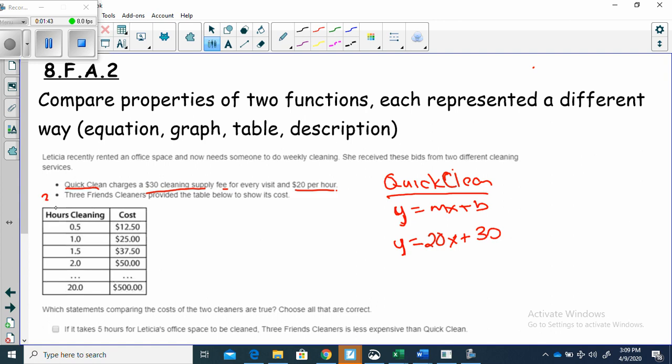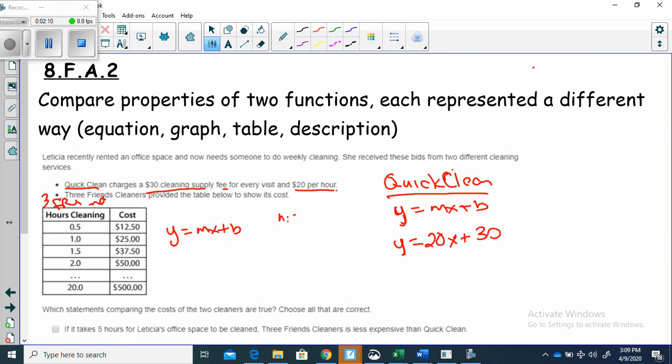Three Friends cleaners. Three Friends provide the table below to show its cost, and it's got several different costs. Let's see if we can write the equation on this one so we can compare them easily. y is equal to mx plus b. I need a b, I need a starting point, but it doesn't give it to me for 0 hours. So let's find the m.